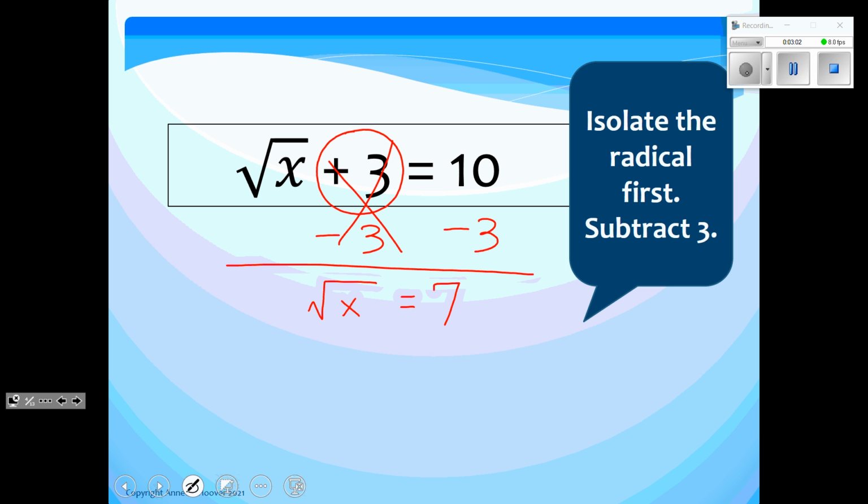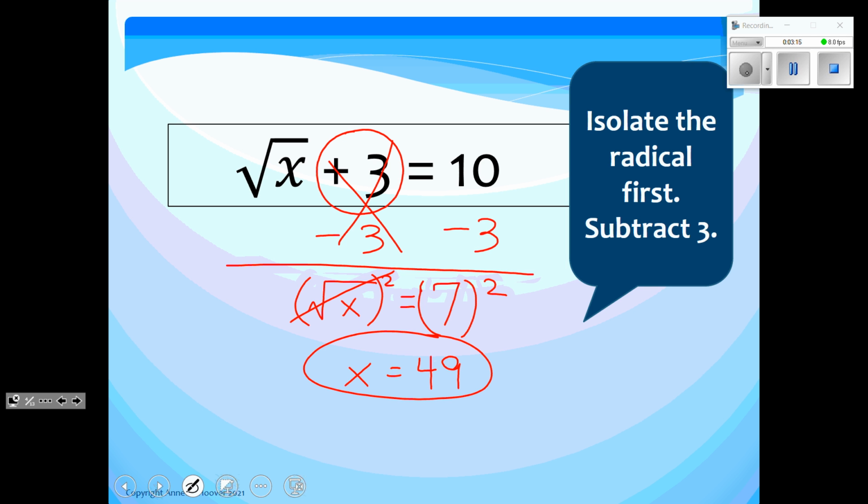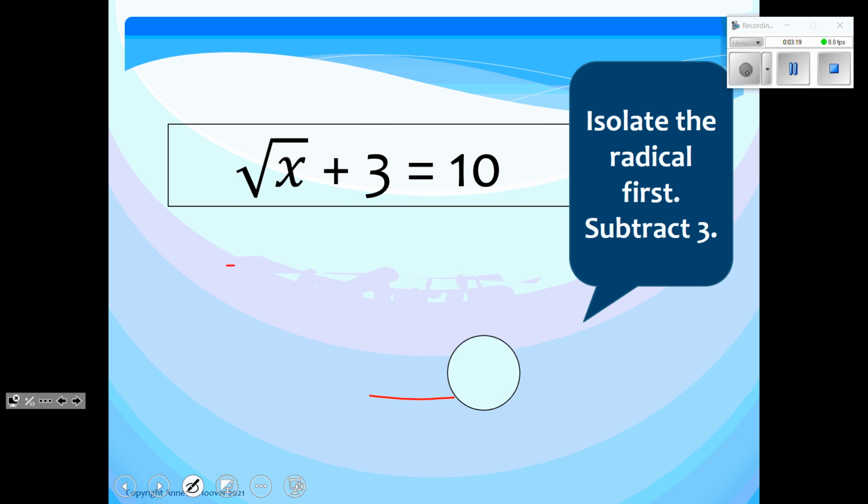And as you know, 7 times 7 is 49. So if you square both of these sides, x is equal to 49. Which makes sense up here. If you go back and check it, the square root of 49 is 7, and 7 plus 3 is 10.